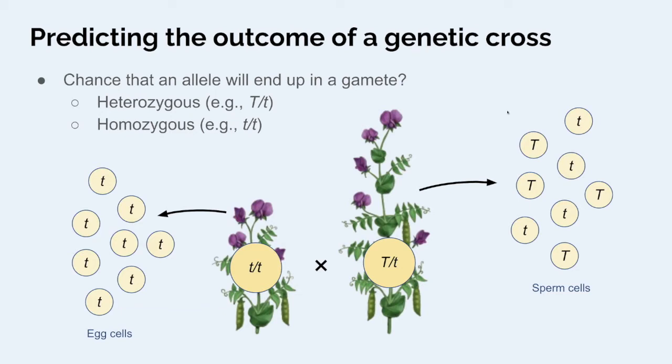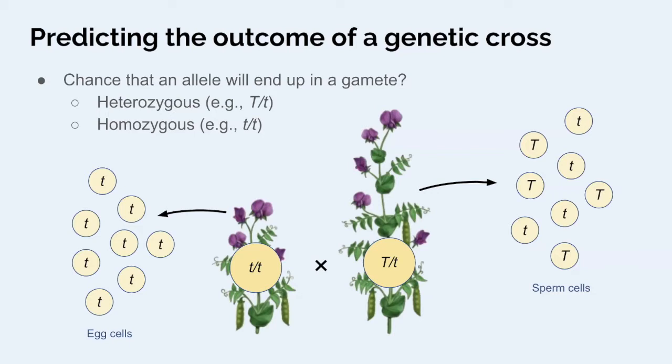If you count up the 8 hypothetical gametes here, we've got 1, 2, 3, 4 with big T, 1, 2, 3, 4 with little t. This doesn't have to happen exactly like this, but if you take enough gametes, the average will be basically that there's half big T and half little t. So that's another part of this mathematical prediction we can make for these genetic crosses.